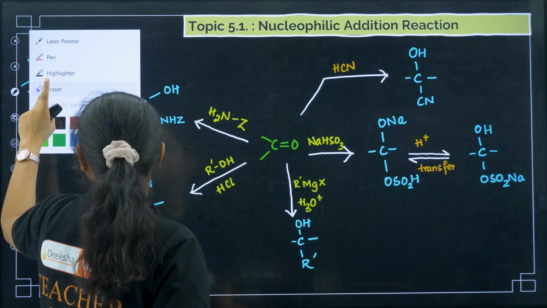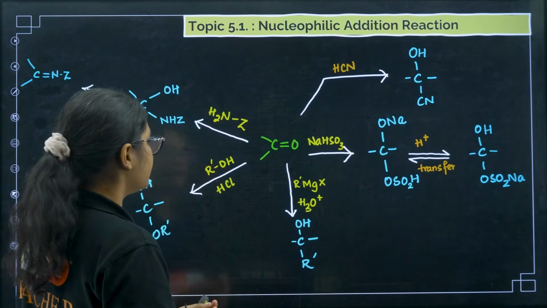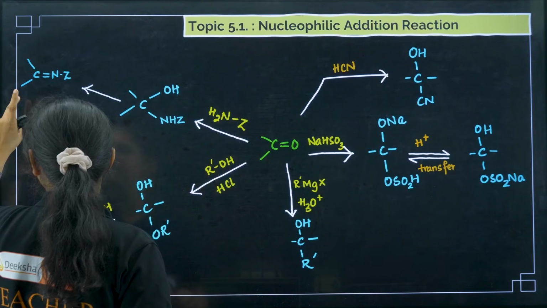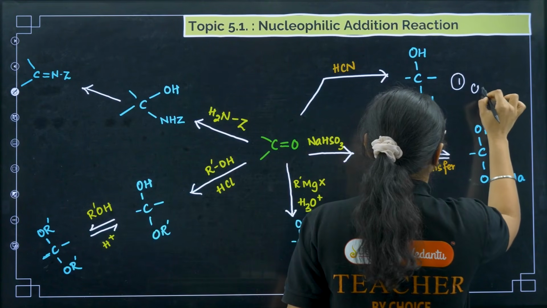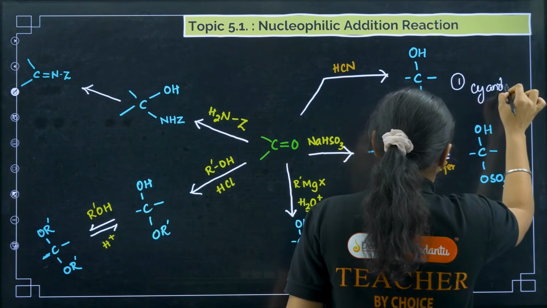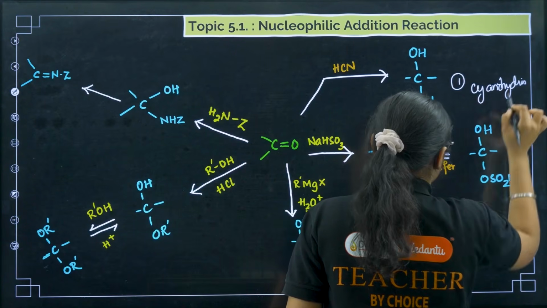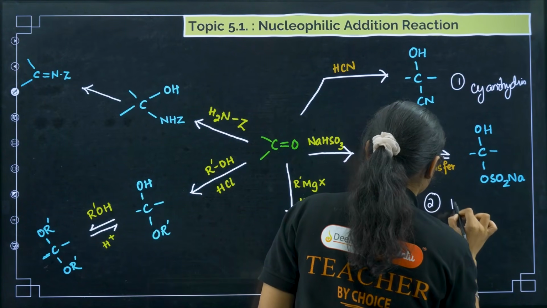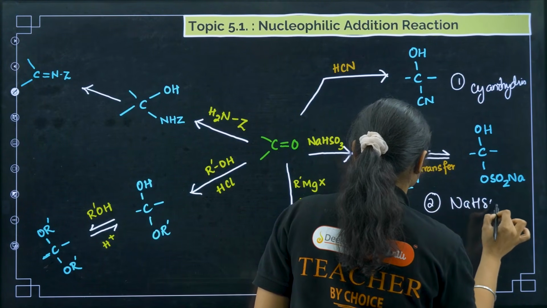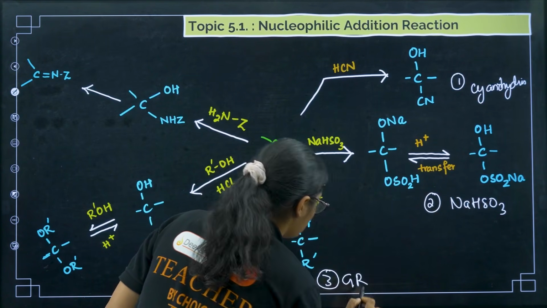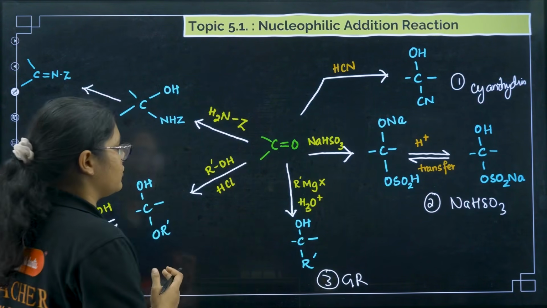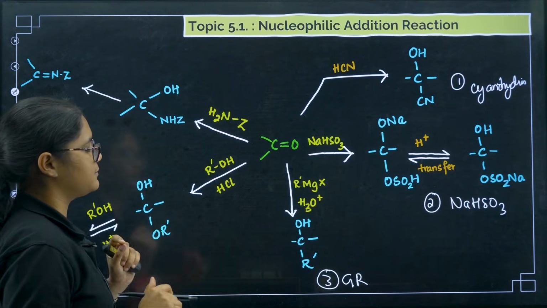Clear? So this one is your first one, that is your cyanohydrin. Next is addition of NaHSO3. Next, the third one, addition of Grignard reagent. Now the fourth one is addition of alcohol. This is also something which is important.